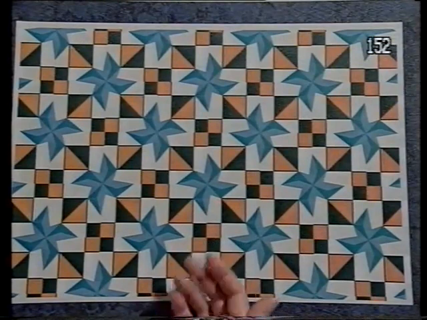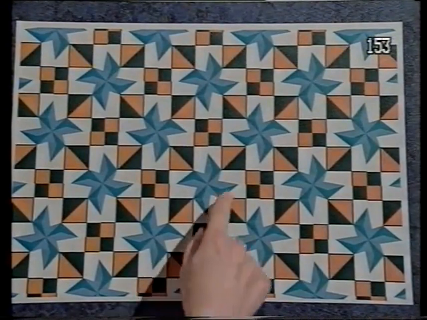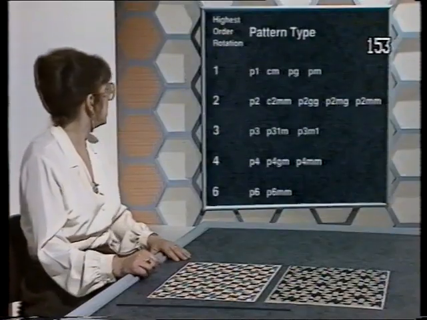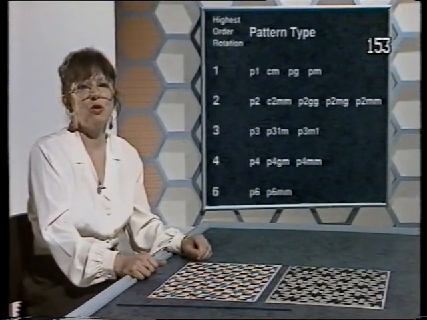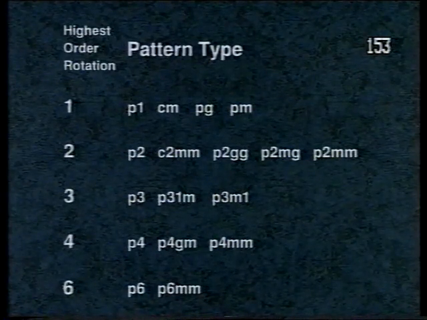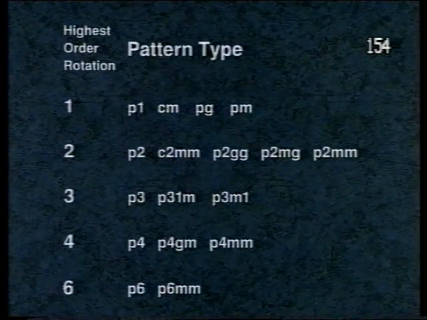What about this one? The first thing to look for is the highest order of rotation, which is 4. There's a 4 centre at the centre of each of the flower motifs. So now, consult the table. There are only 3 patterns with rotations of order 4. The first, P4, has no indirect symmetries. P4GM has reflections in diagonals and only glide reflections in directions perpendicular to the basis vectors. P4MM has reflections in 4 directions, as we've seen.